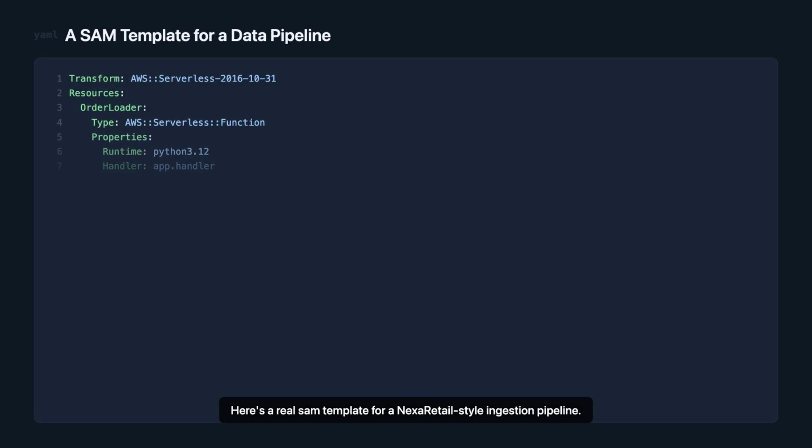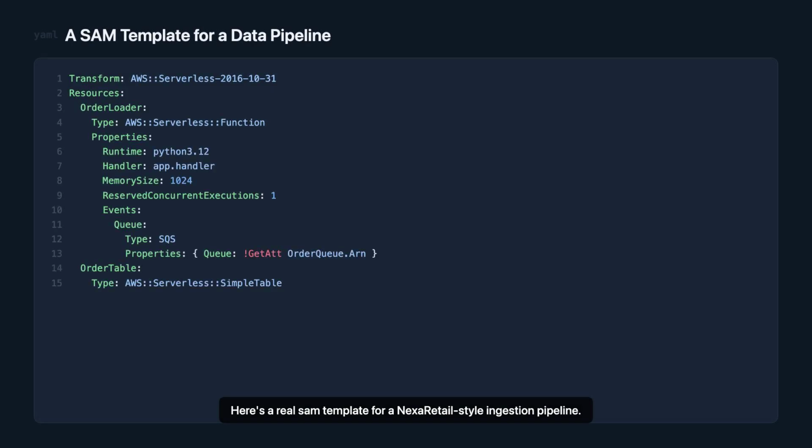Here's a real SAM template for a Nexer retail-style ingestion pipeline. The transform line at the top is what makes this SAM instead of plain CloudFormation. Then look how compact this is. AWS::Serverless::Function gives you a Lambda with its runtime, handler, memory, and an SQS trigger, all in about 10 lines. AWS::Serverless::SimpleTable is a DynamoDB table in one line.